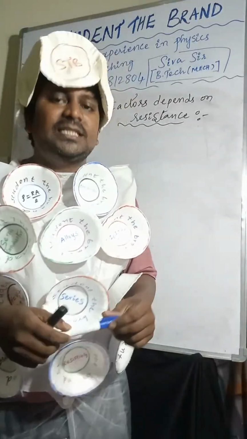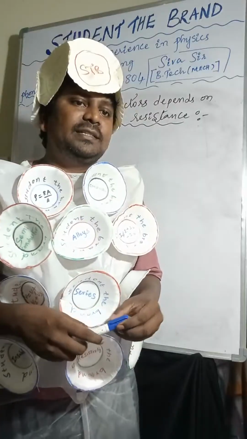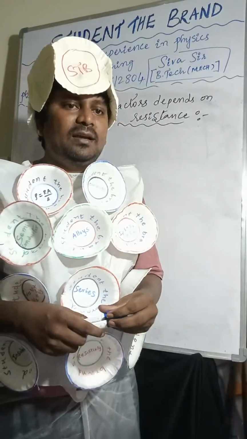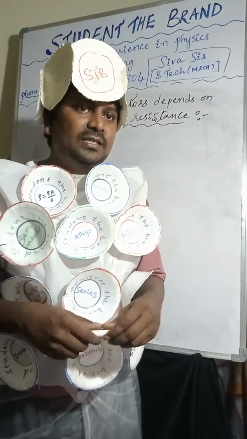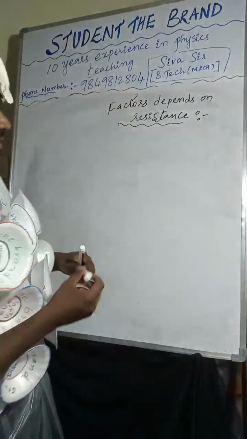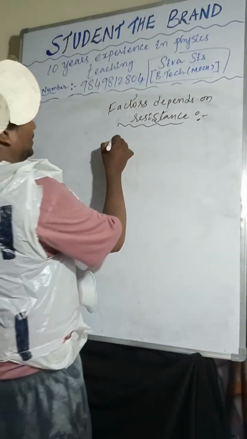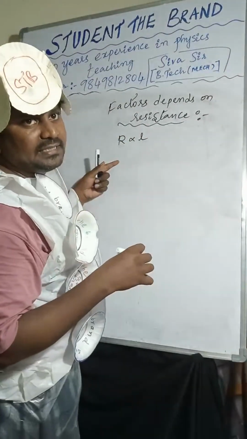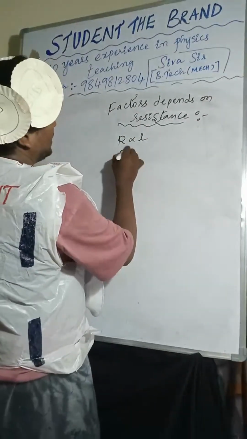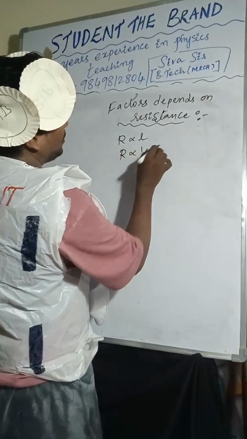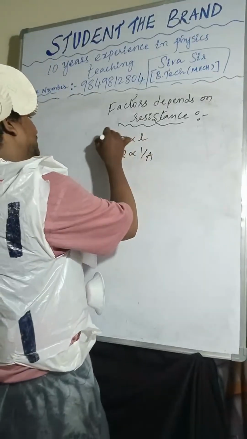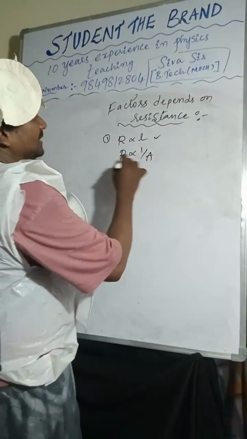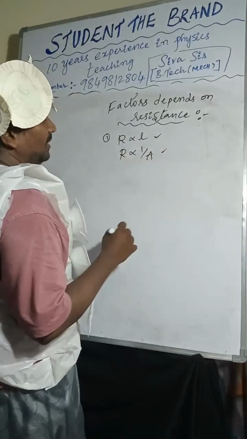The SI unit of resistance is ohm. So we can take a resistor. Now I am considering that resistance depends on the length of the conductor and on the area of the cross section of the conductor.